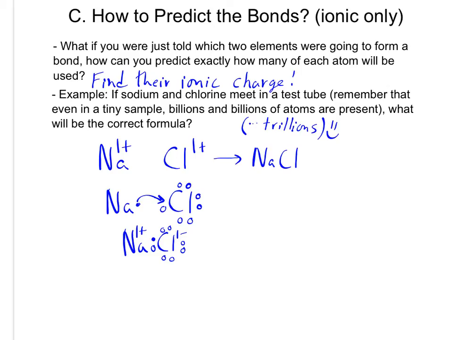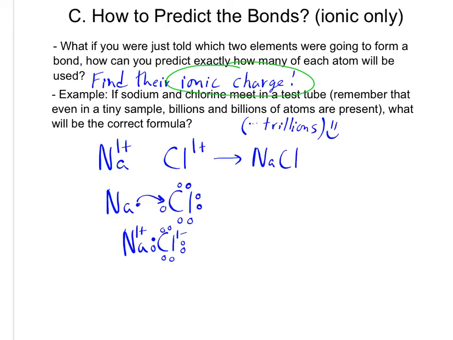We also need to be able to predict the bond, but that's for ionic only. What if you were just told which 2 elements were going to form a bond? How can you predict exactly how many of each atom will be used? You would need to find their ionic charge. For example, if sodium and chlorine meet in a test tube, remember that even in a tiny sample, billions and billions and maybe trillions are present. What will be the correct formula for them?